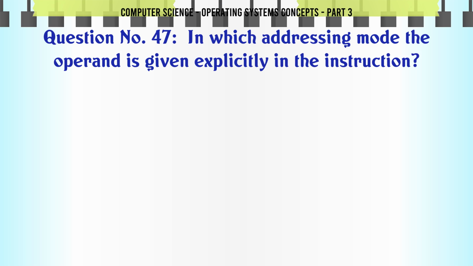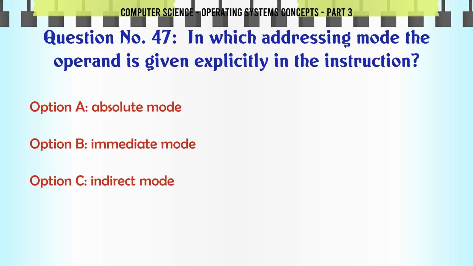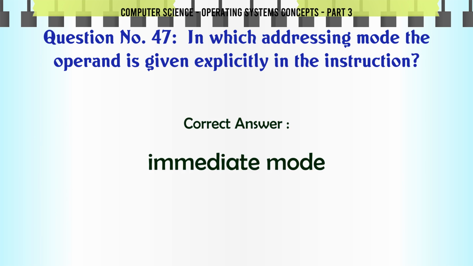In which addressing mode the operand is given explicitly in the instruction? A. Absolute mode, B. Immediate mode, C. Indirect mode, D. Index mode. The correct answer is immediate mode.